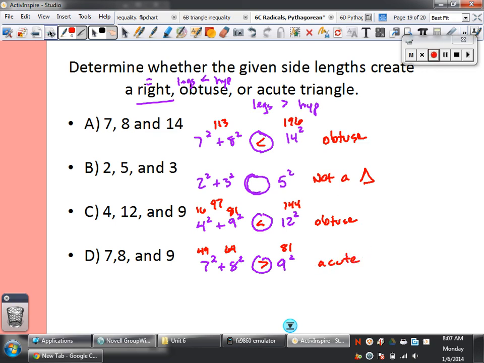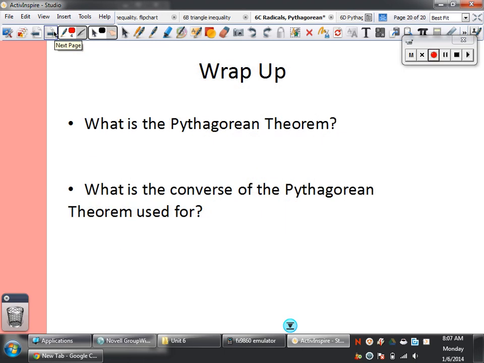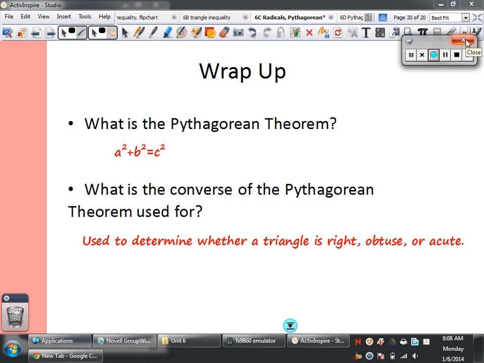Alright, let's take a look at the next page. What is the Pythagorean theorem? Just quick reminders to yourself. Jot this down. This is a squared plus b squared equals c squared. The converse of the Pythagorean theorem is used to determine whether or not a triangle is right. So there you have those. We can also use the converse to determine whether or not a triangle is obtuse or acute. We're all done. Those are the notes. 6D is the classwork we'll be working on together. So I will see you next time.